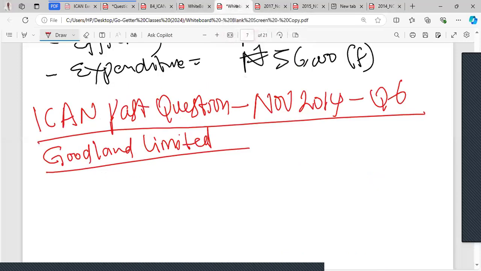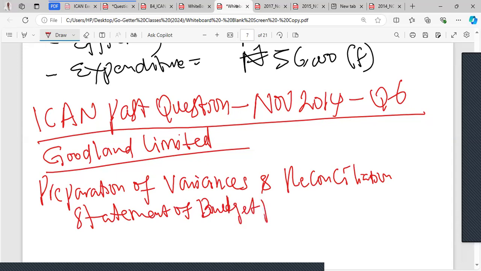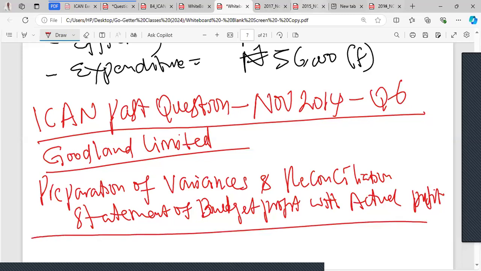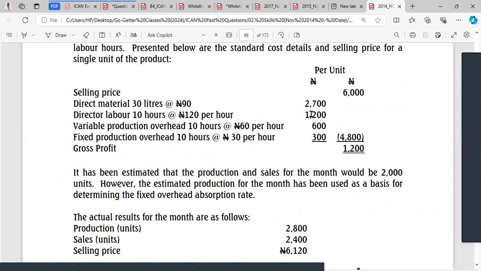So this is preparation of variances and reconciliation statement of budgeted profit with actual profit. Okay, so that's it. So let's read the question.